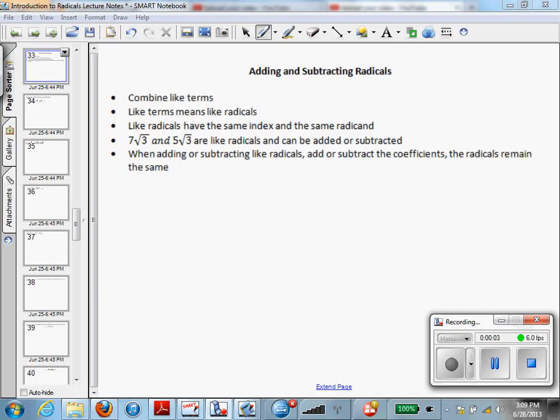Hello and welcome to Adding and Subtracting Radicals. The goal for this is to combine like terms.